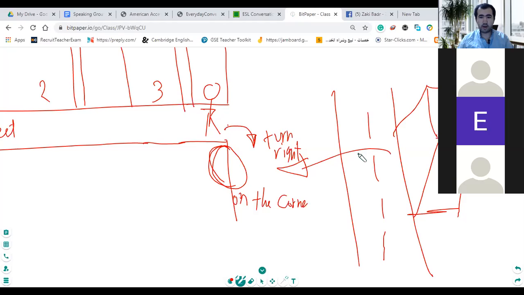Okay. Across, and this is across from the bank. Now you can imagine how he's going to walk. This could be Washington Street. Go to Washington Street, turn right, and then it's on the corner across from the bank. So this is like a simplification of how he's going to do this.